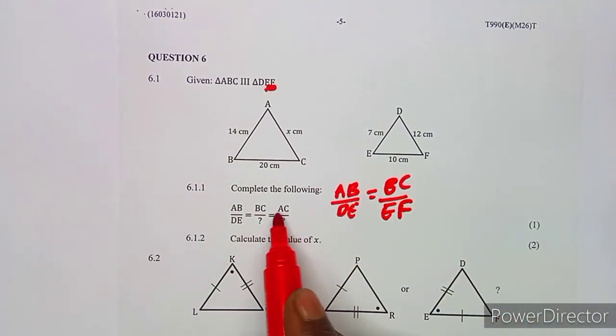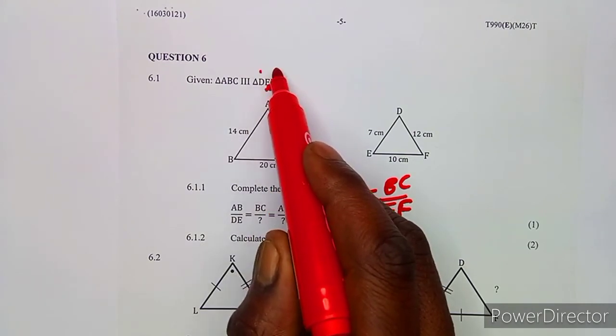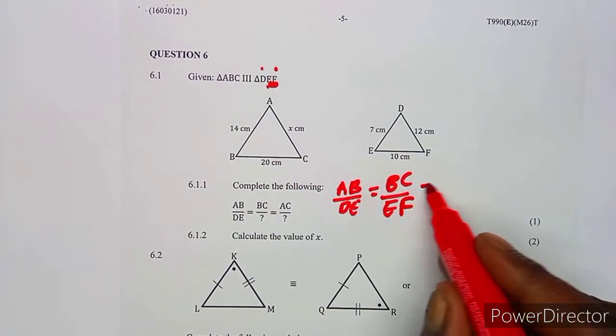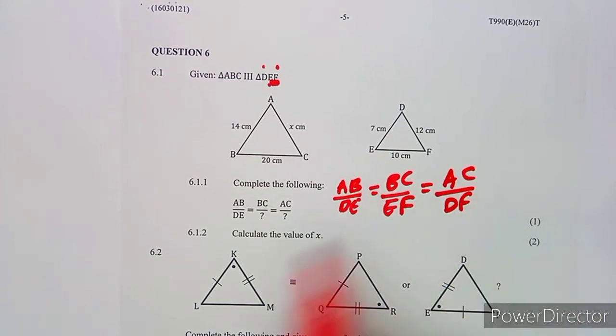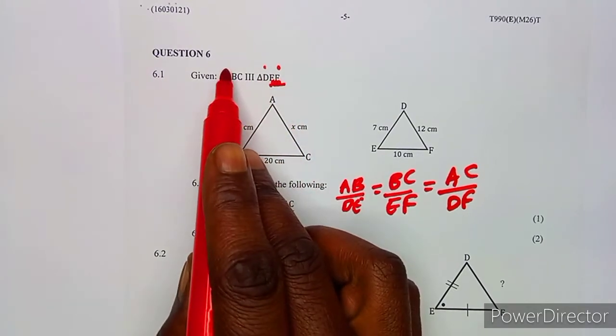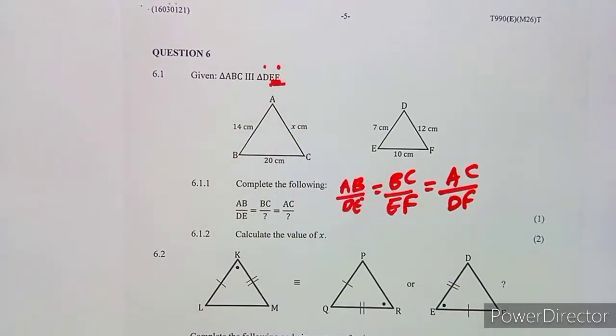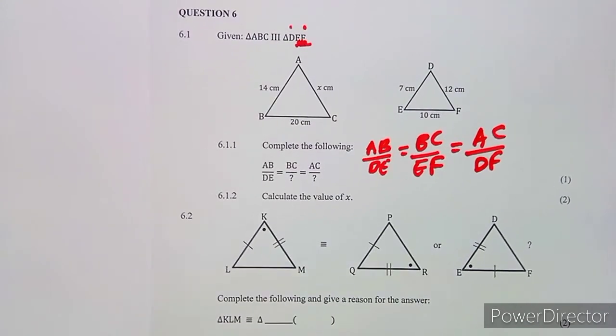Then we've got AC. You start with A and C, so this one is going to start with D to F. So it's going to be AC over DF. So that's how you take these ones: BC, it's EF; AC, it's DF. These are corresponding. Remember, for similar figures, the ratio of sides is the same.